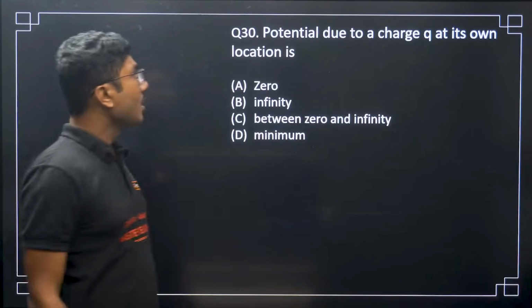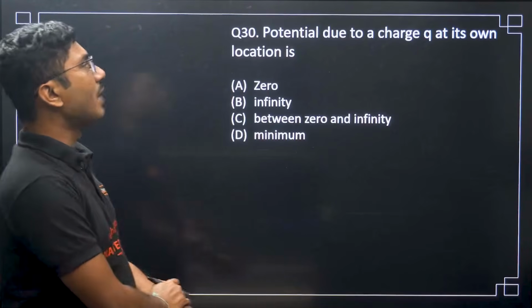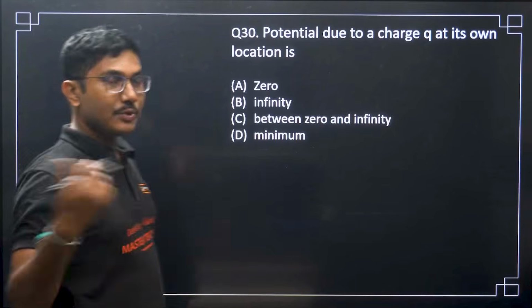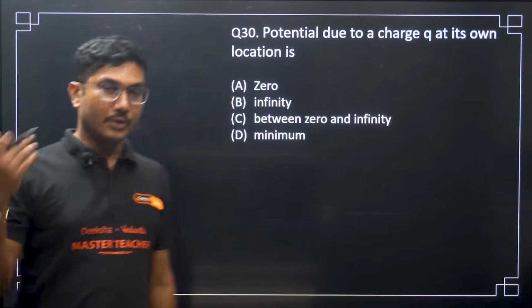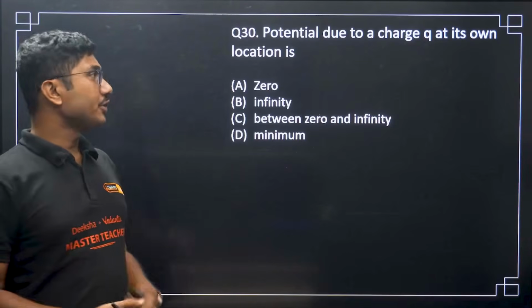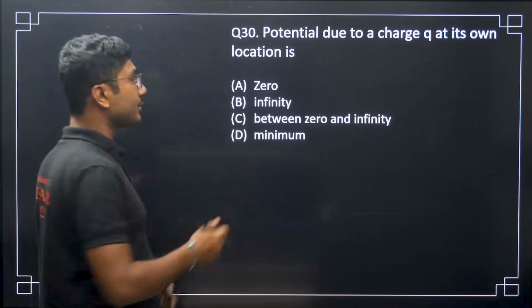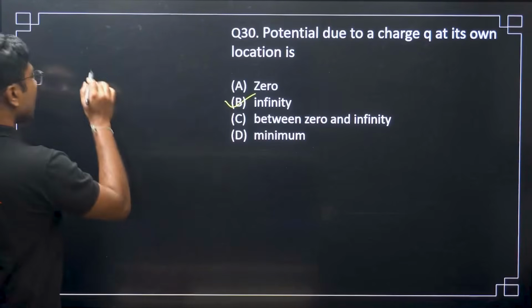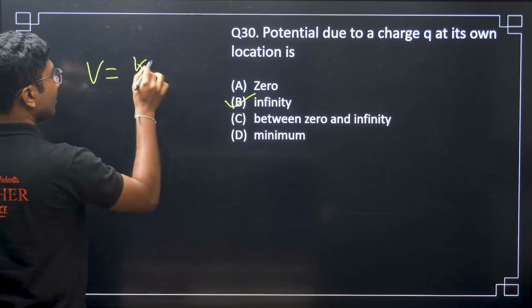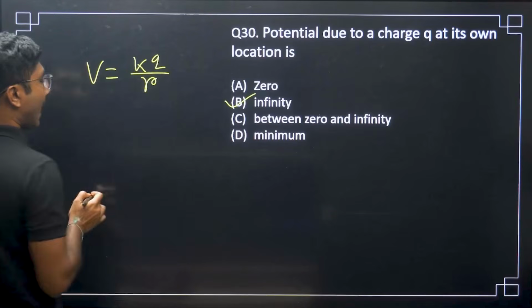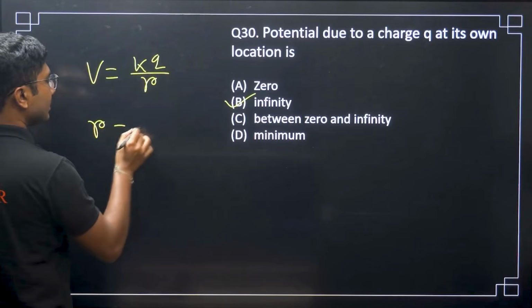Okay. Potential due to a charge Q at its own location. So I gave you this homework question, if you remember, during my theory lecture. Potential due to a charge at its own location is infinity. Why? Because potential is given by kQ by r. So at its own location r equals 0.